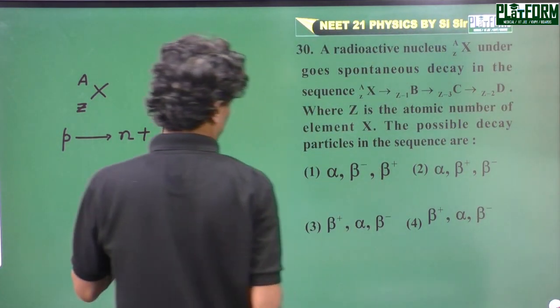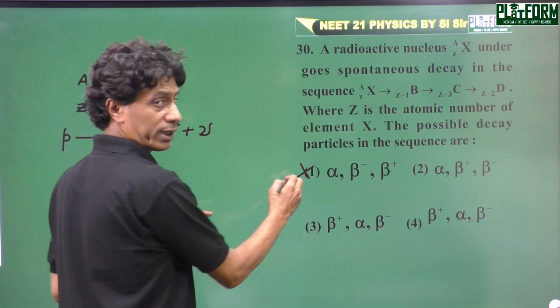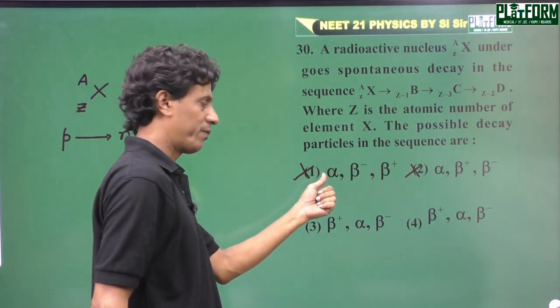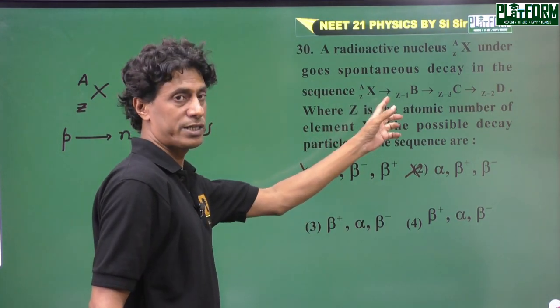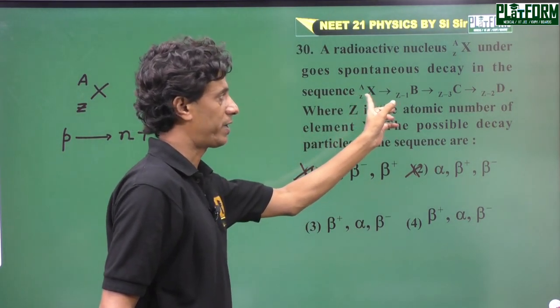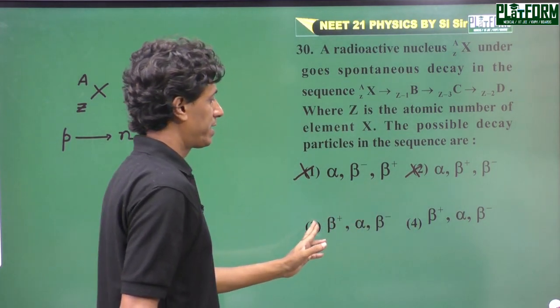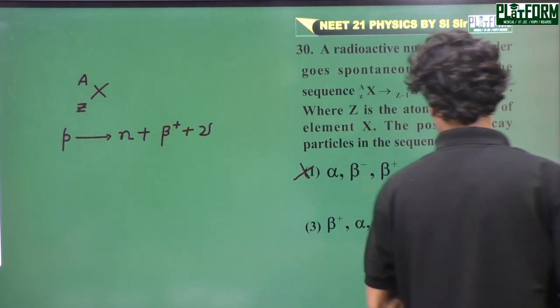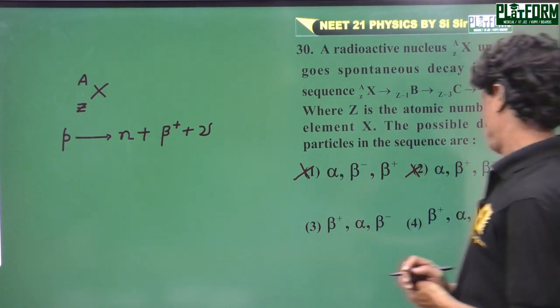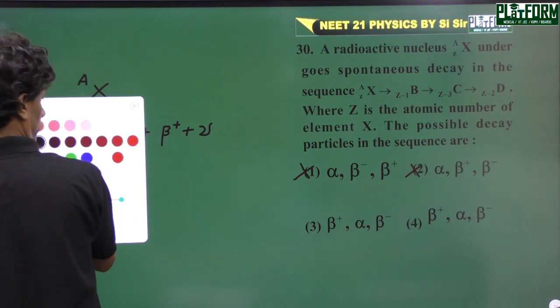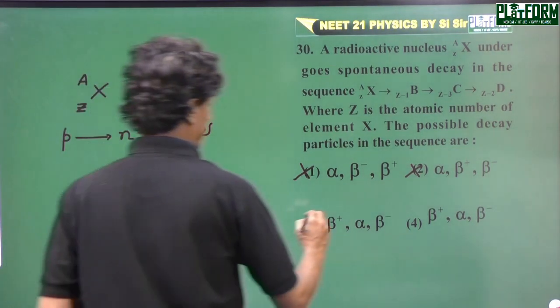So first, 1 is not the correct option. 2 is also not the correct option, because alpha is not emitted in the case of the first reaction. Beta plus. Okay. Sorry. Here I think one option is beta minus.